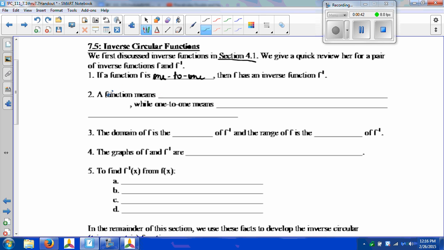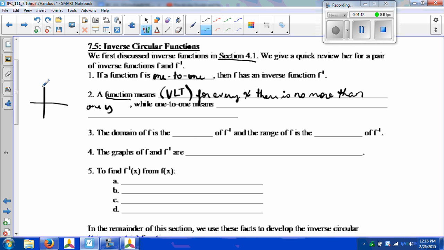A function, so the definition of function means that it's going to pass the vertical line test. What that means is for every x, there is no more than one y. If you think about that, here's the xy axis. Pick an x value. For every x, you cannot hit it more than one time. If you hit it twice, that fails the vertical line test, and so it is not a function.